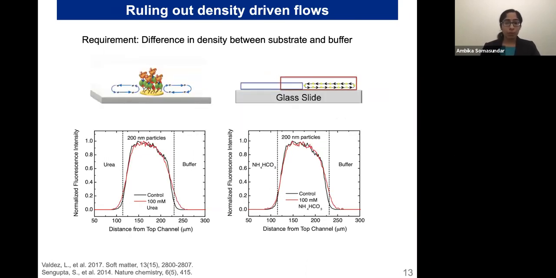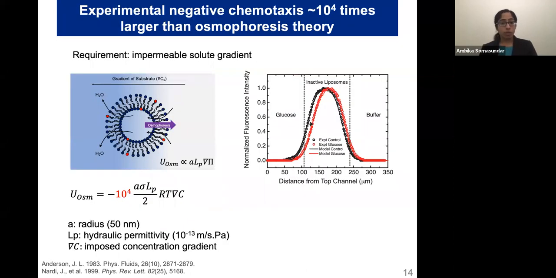The next mechanism that we had in mind was density-driven flows. In this case, we replaced the lipid vesicles in the mid-channel with solid particles, 200 nanometer polystyrene beads. Since polystyrene beads are heavier, if there were any density-driven flows, we would see them at the interface where the particles interact with the gradient of solute. However, we tested this and we do not see any movement, and so we can effectively rule out density-driven flows in our system.